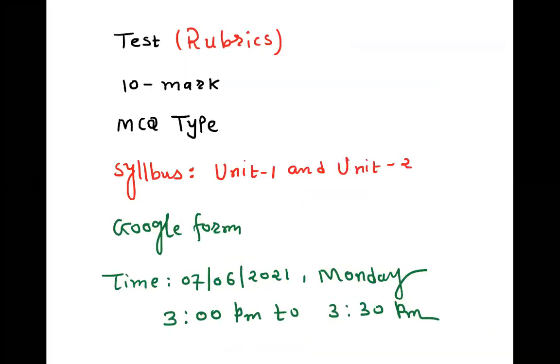Look here, your rubric test, there is no change for all diploma students, chemical, electrical, and the civil also. Test 10 marks, MCQ type, syllabus is Unit 1 and 2. Taken from the Google form. Time and date: 7th June on Monday 3 PM to 3:30 PM. So I will send you the Google link on your group and you can just solve it. Okay, now any question about this one? Anyone?